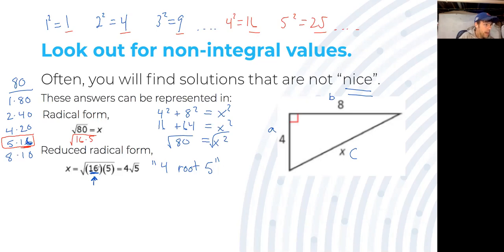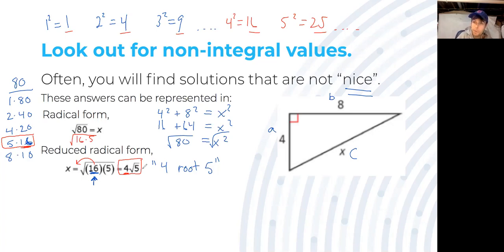And so when we do that, we break it up this way, and we're allowed to take the square root of 16 because the square root of 16 is a nice whole number. The square root of 16 is 4. So once we take the square root of it, we take it outside of the radical and put it in front here. And so this is what's called reduced radical form.